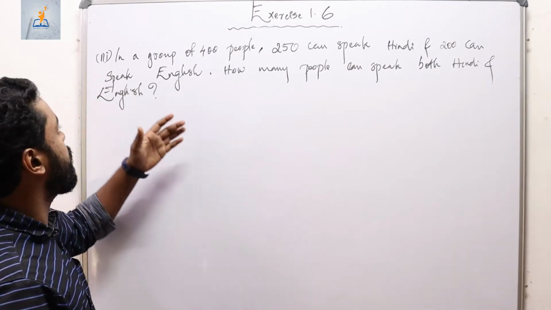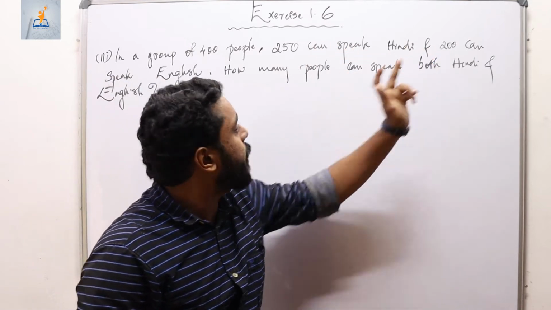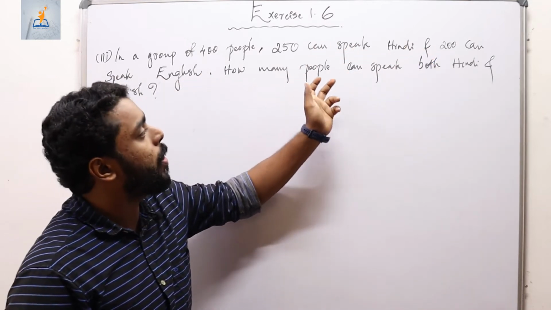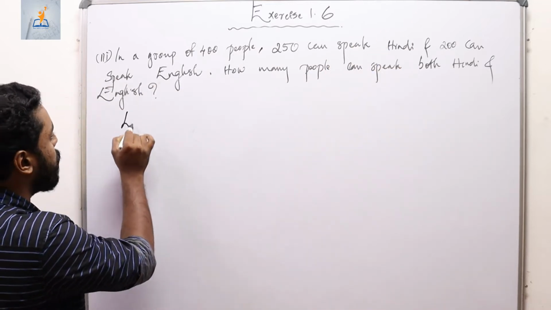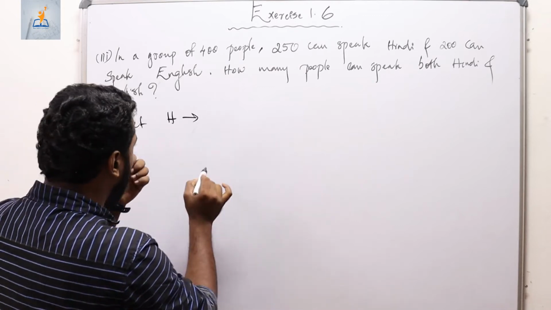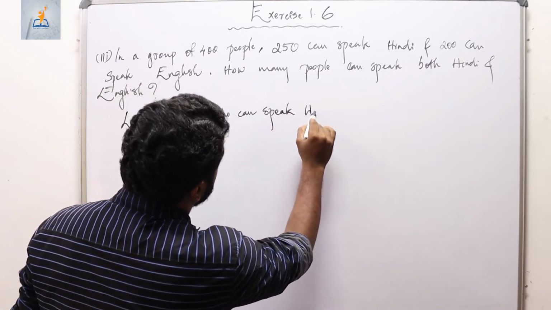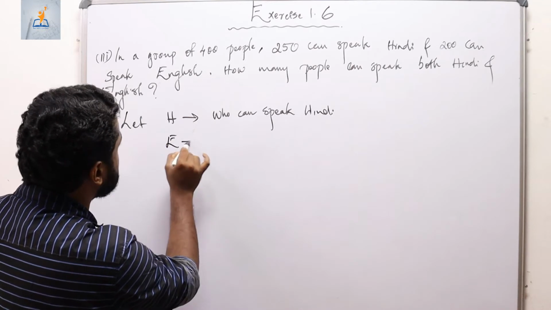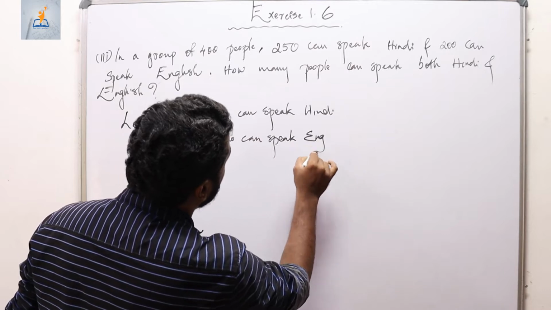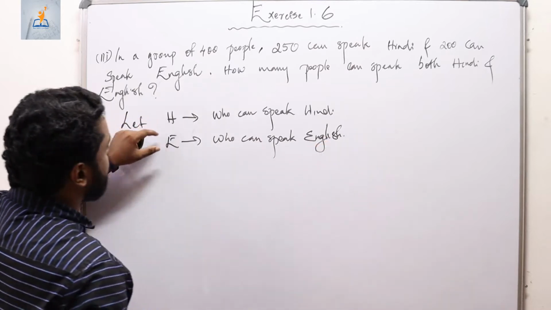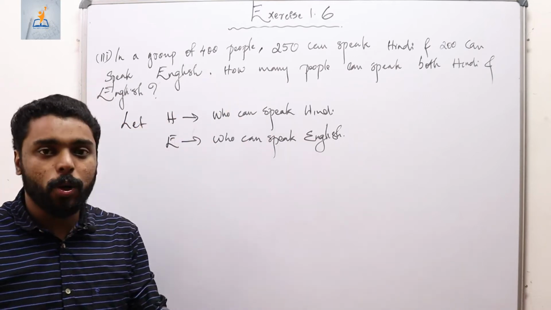Coming on to the third question, the question is that in a group of 400 people, 250 can speak Hindi, 200 can speak English. How many people can speak both Hindi and English? Note that, let H be the set of all people who can speak Hindi, and let E be the set of all people who can speak English. So H and E respectively denote the set of all people who can speak Hindi and the set of all people who can speak English.